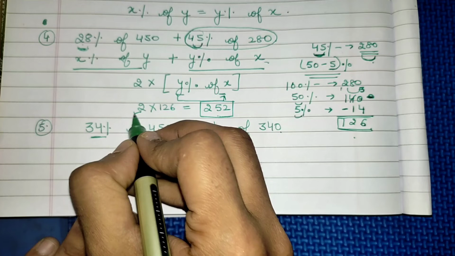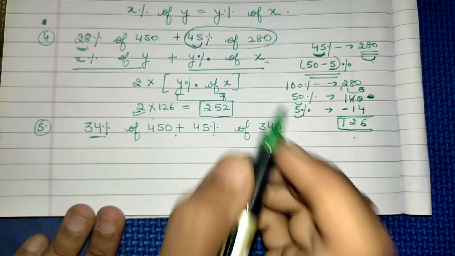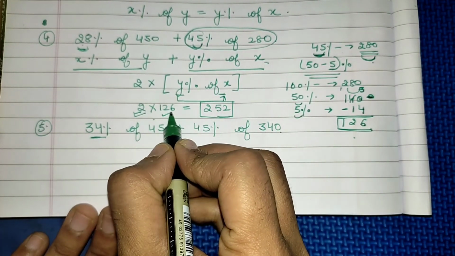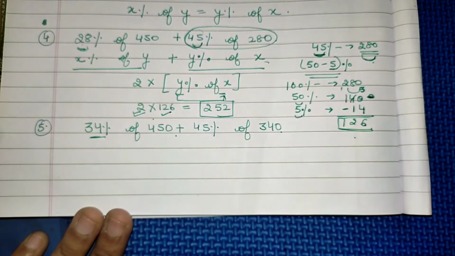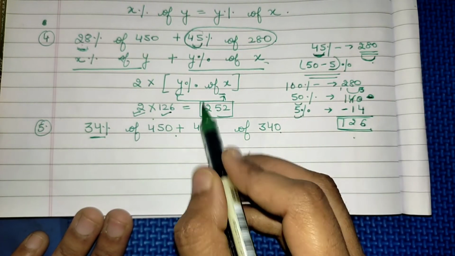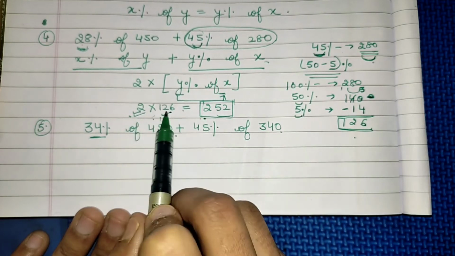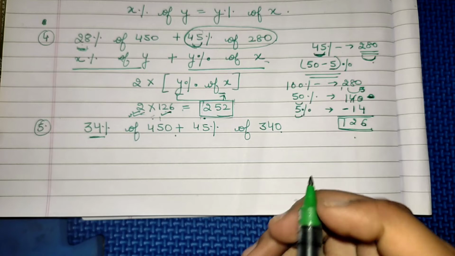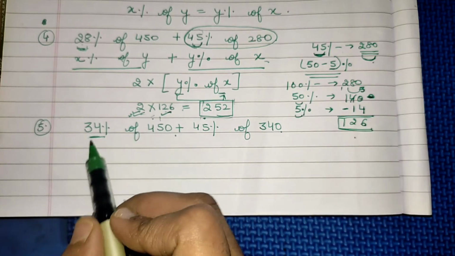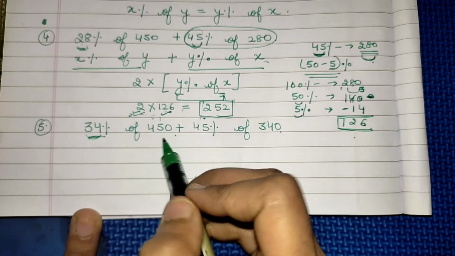So do not forget this thing in your exam, because in the exam most of the time you will get 126 also as an answer in the MCQ, and 252 also as an answer in the MCQ. But remember that you have to do double of this value. Okay, next question.